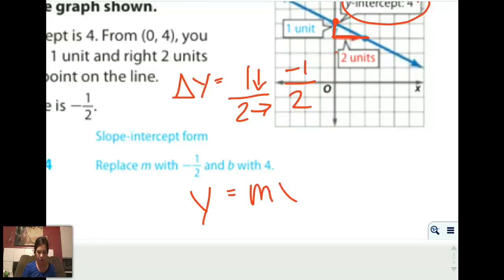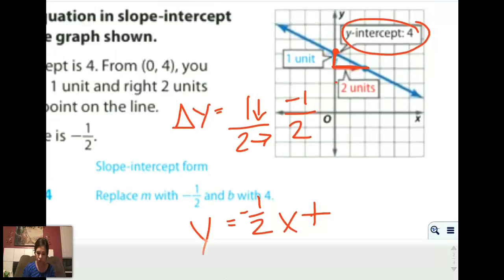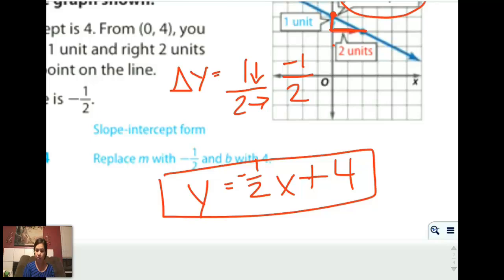Y equals mx plus b is the format. Let's plug it in. Instead of m, let's replace it with our slope. Our slope is negative 1/2. Instead of b, we're going to plug in what we found, which is it's crossing at positive 4. So it's going to be plus 4, and I now have my equation.